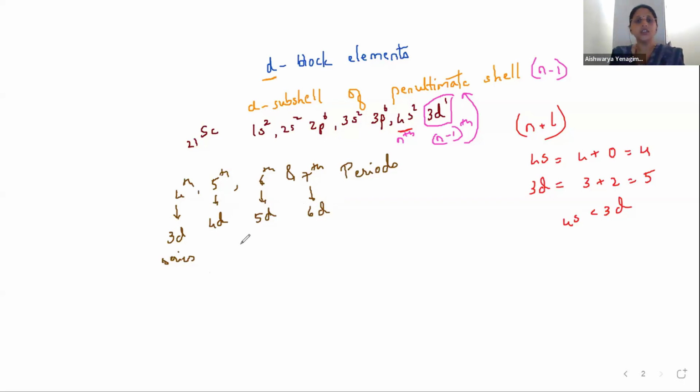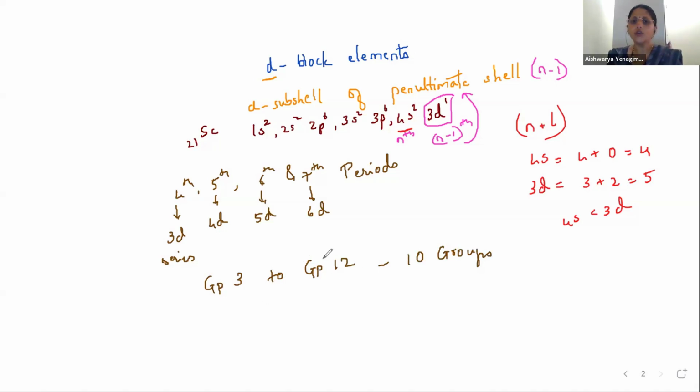We'll be discussing this while talking about the synopsis. Okay. So now this is periods. Which groups do they fall under? They fall under group 3 to group 12. Group 3 to group 12: 3, 4, 5, 6, 7, 8, 9, 10, 11, 12. So totally for D block, how many groups are there? There are 10 groups, group 3 to group 12.